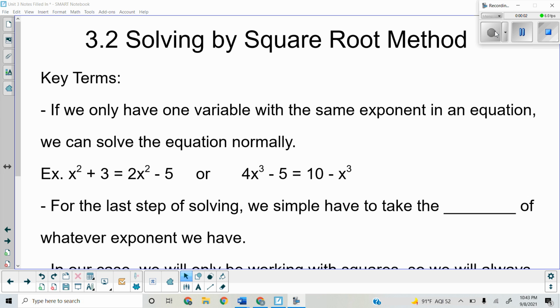For 3.2, we're solving by the square root method. So our key terms: if we only have one variable with the same exponent in an equation, we can solve the equation normally. For example, x squared plus 3 equals 2x squared minus 5. We have one variable x with the same exponent 2. Or 4x cubed minus 5 equals 10 minus x cubed. We have one variable, it's x, and our exponent is the same, it's cubed.